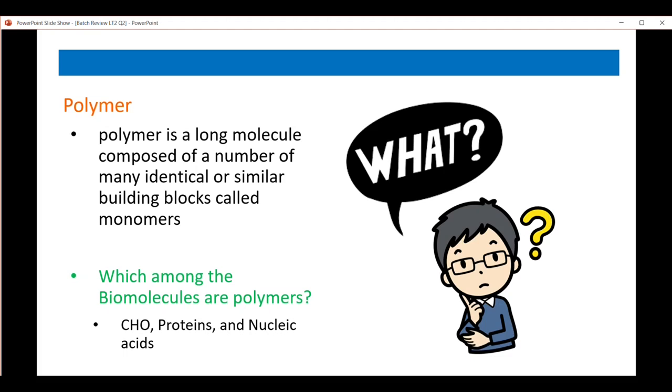So please do remember a correction here, that the biomolecules considered as polymers will be carbohydrates, proteins, and nucleic acids instead of the lipids. So lipids are not considered as a polymer because there is actually not much repeating units there. They're simply made up of glycerol and fatty acids, at least for the simple lipids. So there's not much of a repeating unit as compared to carbohydrates, proteins, and nucleic acids.